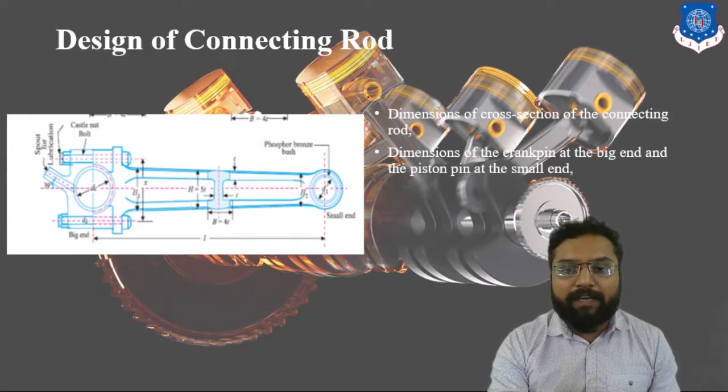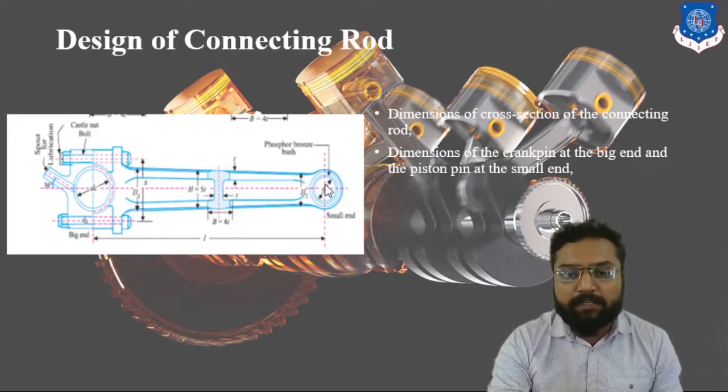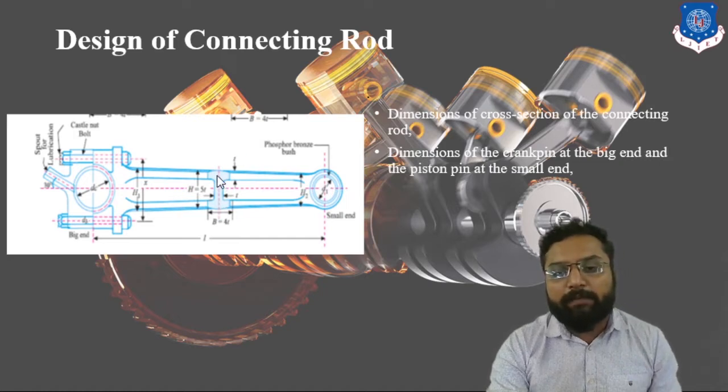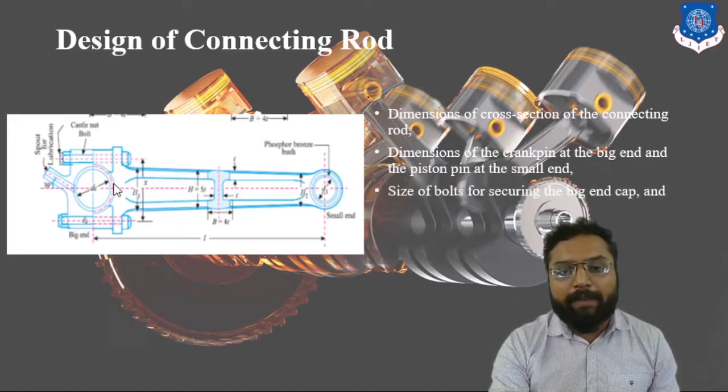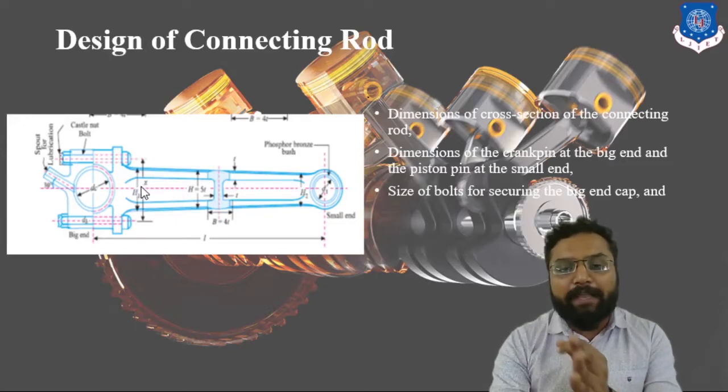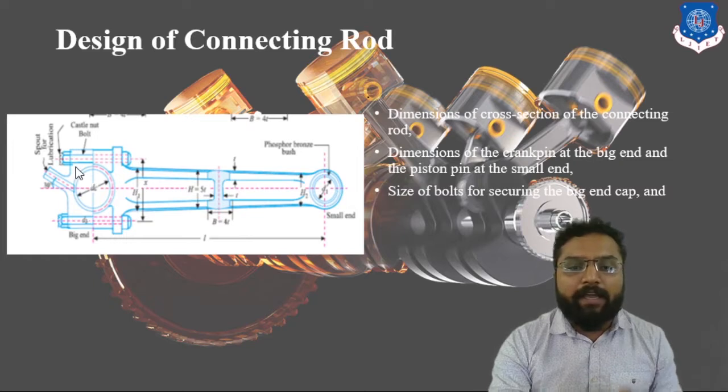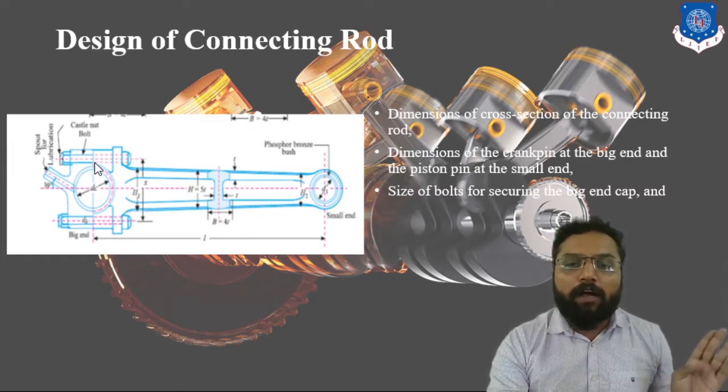Then the dimension of the crank pin at the big end. This is the big end you can see here. Then the dimension at the small end, which is also a pin dimension. After setting up the dimensions of the big end and small end, we are going to determine the size of the bolts which connect the big end with the body, because the big end is mainly a disconnected part.